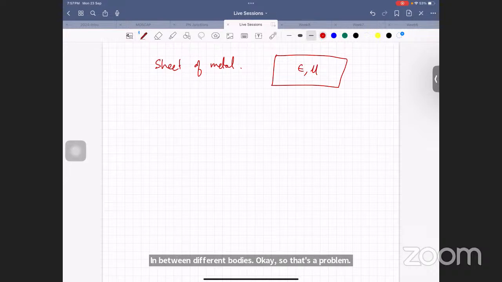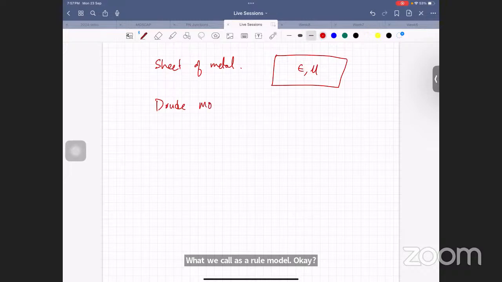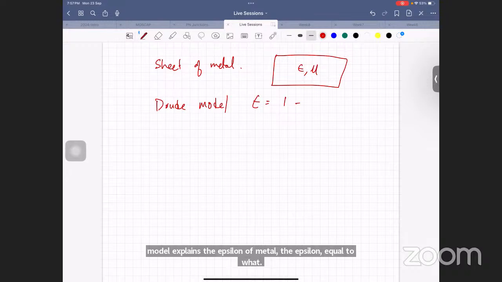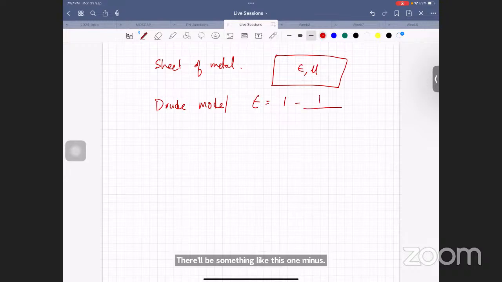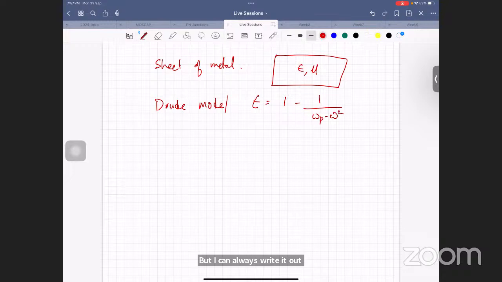So we discussed in the first or second week, we said metals can be described by what we call the Drude model. The Drude model explains the epsilon of a metal. Epsilon equal to what? There'll be something like this, 1 minus... Let me try to recollect. I don't remember these formulas very easily, but I can always write it out. Is this correct?